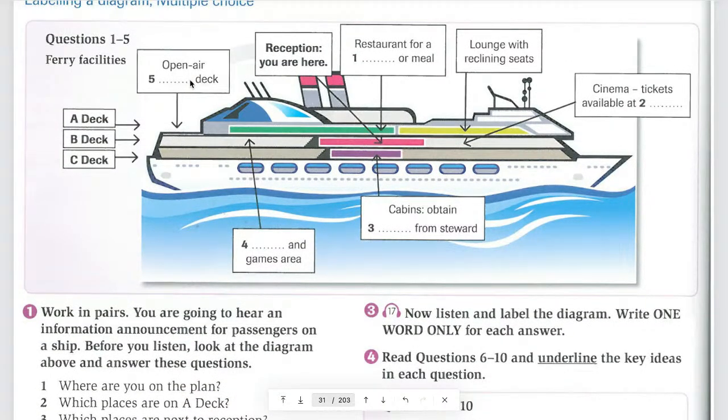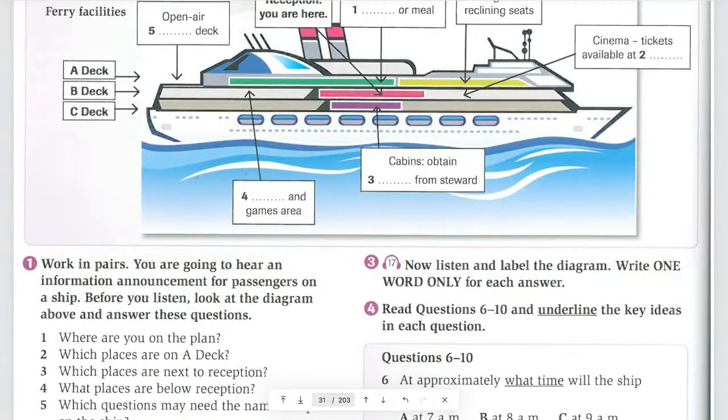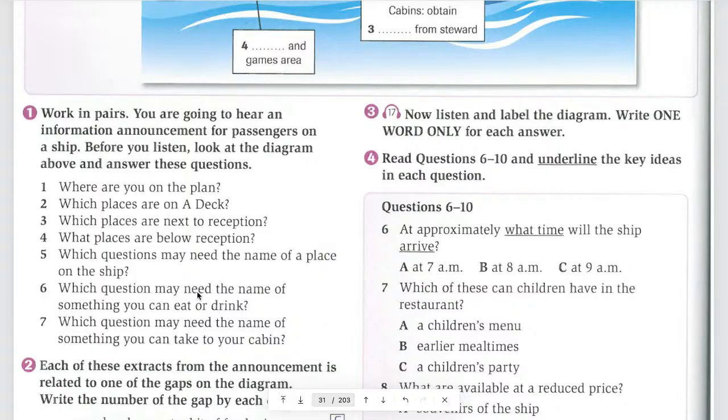Now number 5, open air, something deck. It can be because you see deck. You see deck A, B, and C, right? Deck is like the whole area, the whole layer there. So you have A deck, B deck, and C deck. So open air, something deck. So kind of the name of a place. All right. So let's move on to number 6 then. Number 6, which question may need the name of something you can eat or drink?